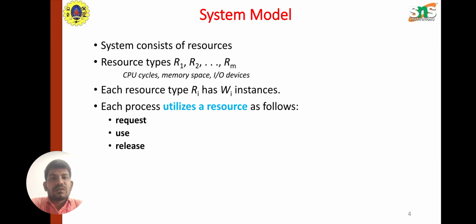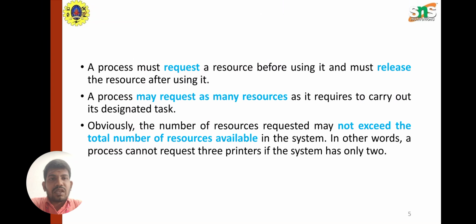System model. The system consists of a number of resources, resource types R1, R2, up to Rm. For example, CPU cycles, memory space, and input-output devices. Each resource type Ri has Wi instances, and each process utilizes a resource as follows: request, use, and release. A process must request a resource before using it, and must release the resource after using it.